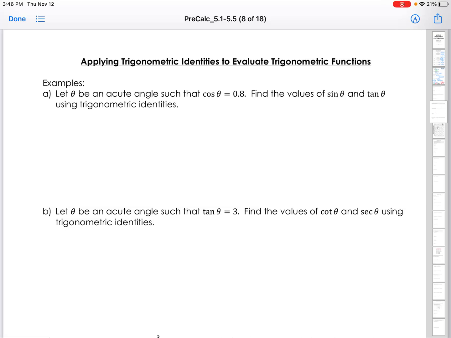Applying trig identities to evaluate trig functions. So for these examples, you already know one way of solving these problems, but there's another way we can go about it, and we can do it algebraically using our identities.